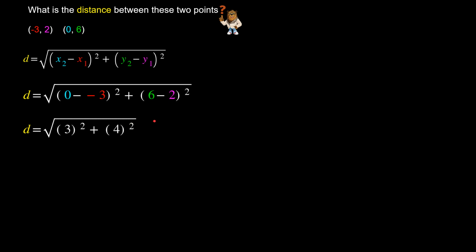And we can work that out. 3 squared will be 9. 4 squared will be 16. We add those values up. 9 plus 16, we get 25. And here, unlike the last one, we can simplify. Square root of 25 is 5. So the distance between these 2 points is 5.